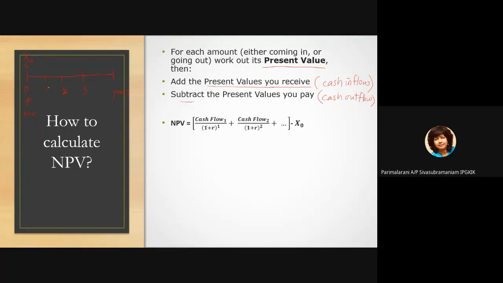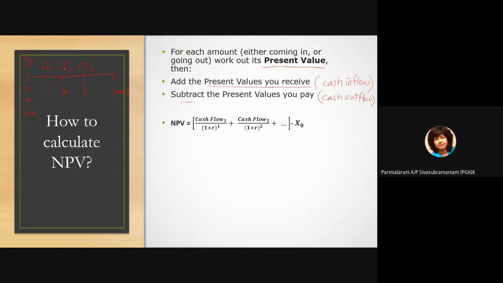Say after 1 year, you get some money. This is cash flow 1. After the second year, you get some money. This is cash flow 2. After the third year, you get some money. This is cash flow 3. This is coming in. All this is inflow.